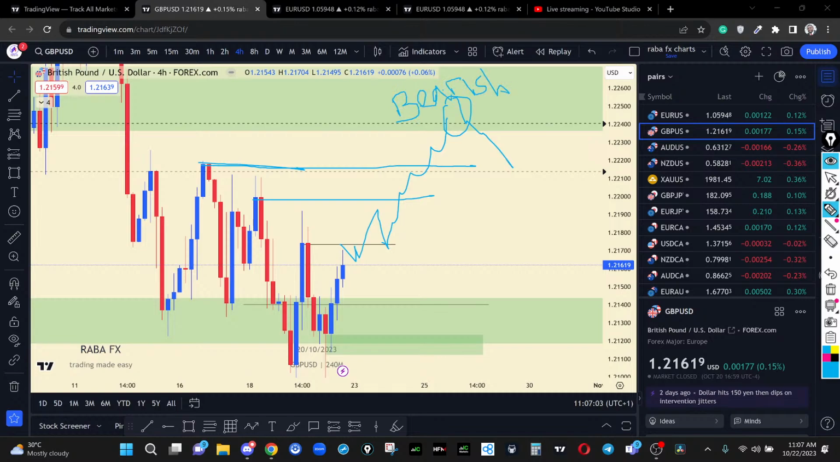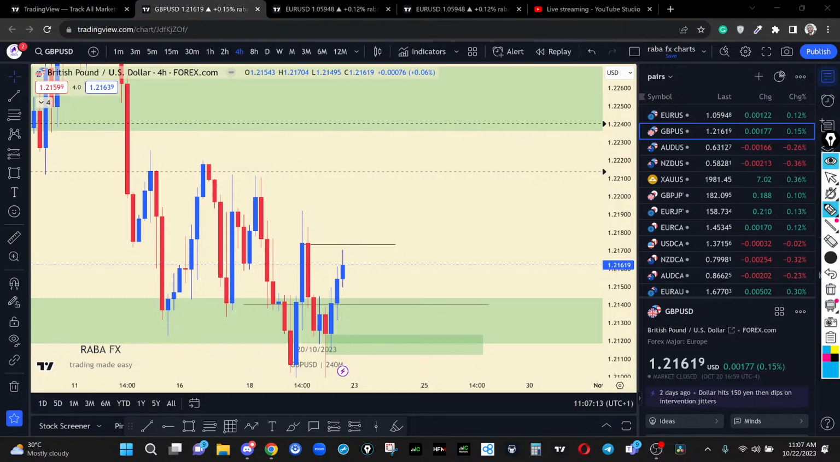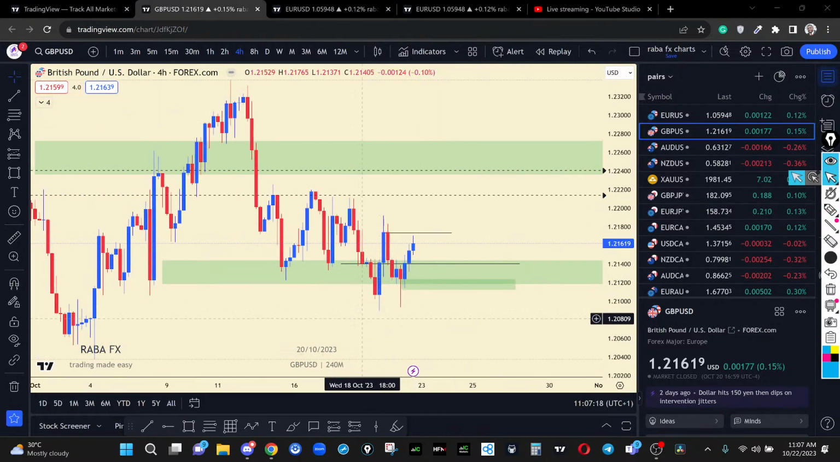Okay, I'll be bearish from this level here to the downside. All right, so this is the setup on pounds USD. We are looking for a buy to sell scenario.